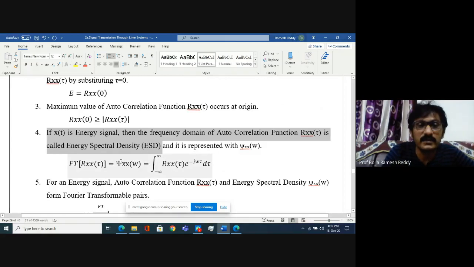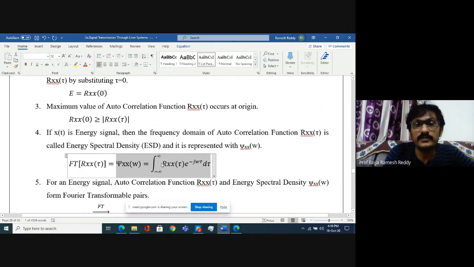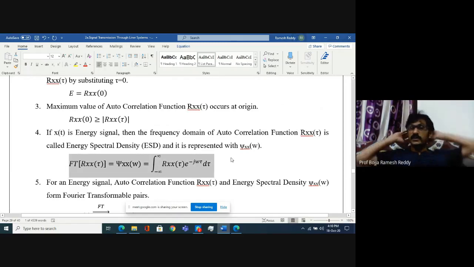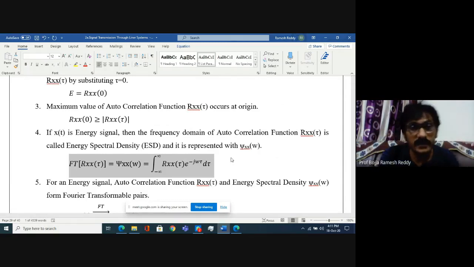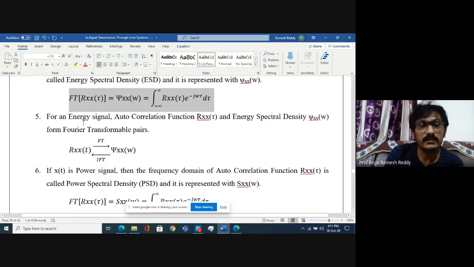Energy spectral density is represented with psi xx of omega. Psi xx of omega can be computed from the formula: integral from minus infinity to plus infinity of x of t e power minus j omega t dt. That's all, very simple. The frequency domain representation of the autocorrelation function is called energy spectral density if the given signal x of t is an energy signal. Similarly, we will see the statement for power signals next. This is another important property for an energy signal.